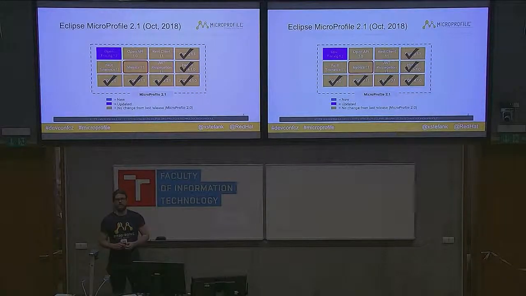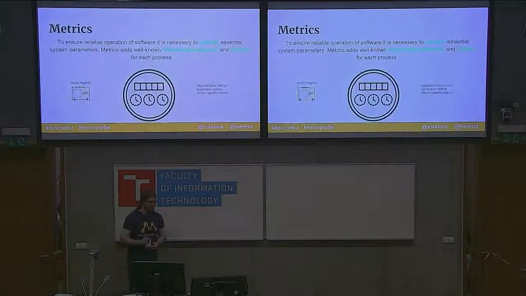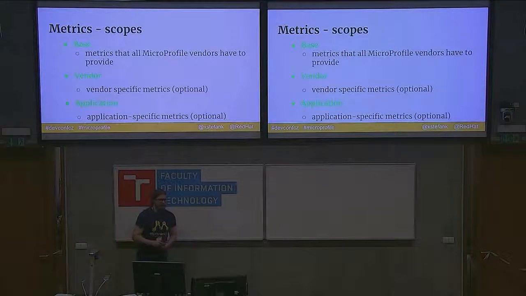Okay, so if there are no other questions, let's move to metrics. Metrics speak for themselves, it is a way how you can define custom application metrics in your application, so you can then collect them somewhere. The metric specification specified three different scopes of metric. The first one is base, which is something that each implementation needs to provide. Then there is a scope of vendor, which are optional vendor-specific metrics. And then what is really important for the end users is the application scope metrics, which are something that you define in your code.